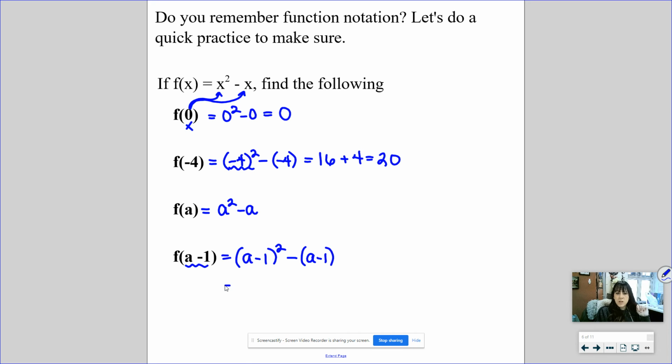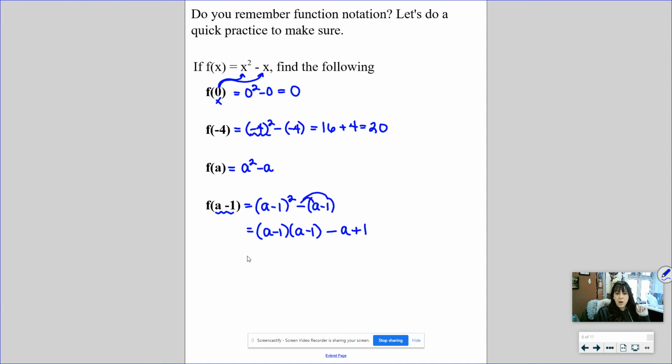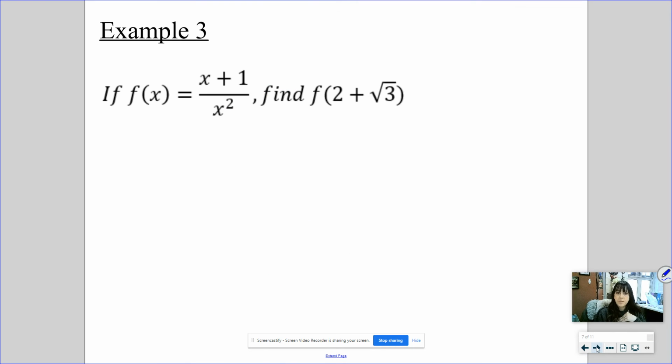Like this. So I would have to actually multiply a minus 1 times itself. And I would have to distribute this negative. So this is actually kind of a messy problem. I'm going to go ahead and do this a little faster. But I feel like you get the point at this time that you have to be very careful when you're plugging things in using function notation. Okay, that was kind of the whole point of me showing you this.